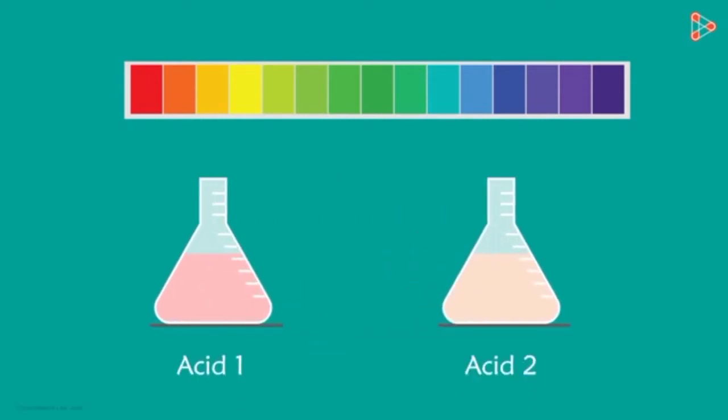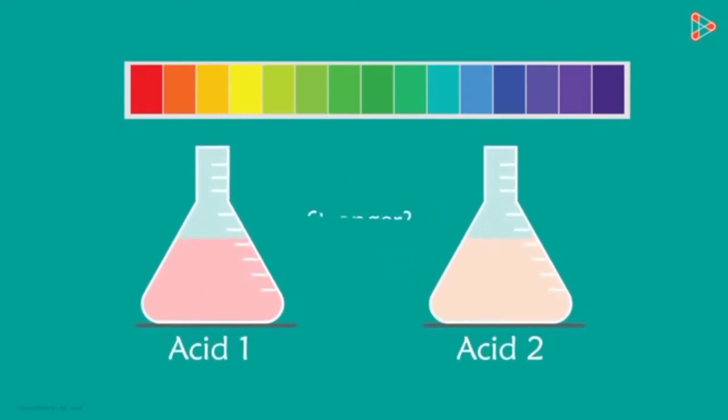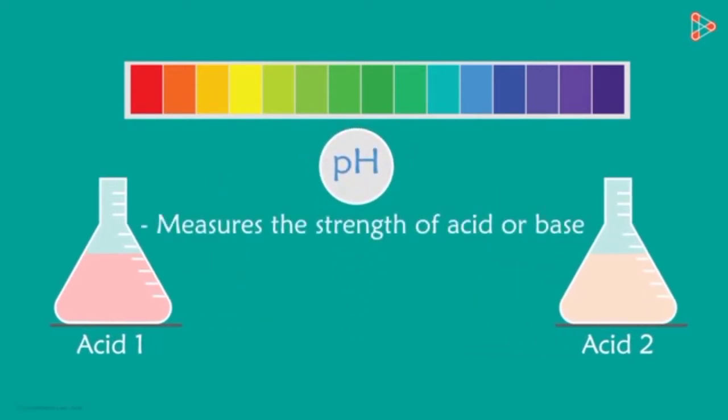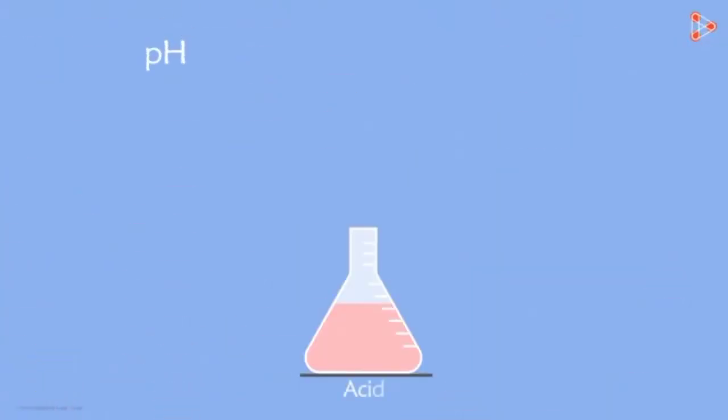But given two acidic solutions, how do we know which one is stronger amongst them? How can we judge how strong an acid or a base is? And that's what pH helps us with. It gives us the measure of the strength of acids or bases. How does it do that? The pH takes into account the concentration of H+ ions in the solution.